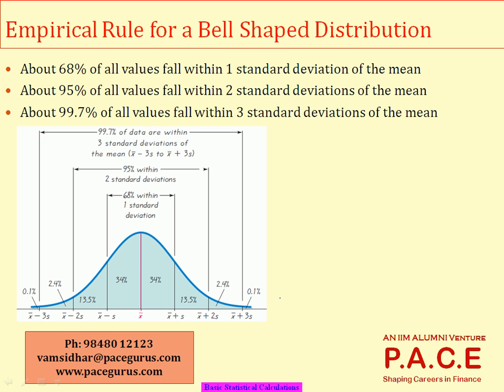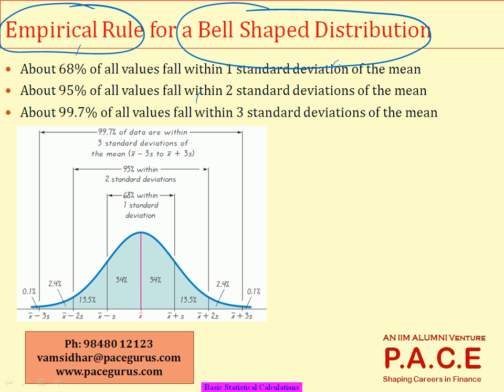Then, how do I use the standard deviation for interpreting the shape of my data? If at all I see that my data is a bell-shaped or a symmetric kind of a distribution, these are already empirical, which means they are already observed for data which is following a bell shape, or earlier we have defined that this kind of distribution is a normal distribution.